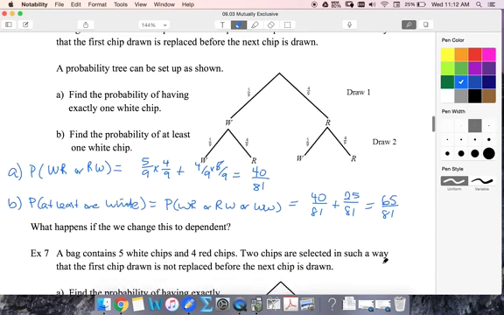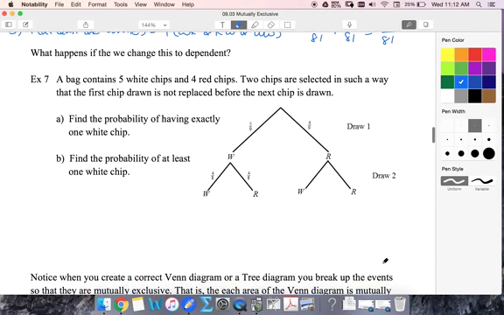All right, so now if it's dependent, we take the first one and we don't put it back. So our first draw, we've got 5/9 or 4/9, but our second draw, now it's changed. If I took out a white here, that means I went from 5 to 4, and instead of there being 9 in the bag, now there's 8. If I took out a red first, instead of having 4, now I've got 3 reds, and I've only got 8 in the bag, and I still have 5 whites and 8 in the bag. So this now is dependent because my branches have changed.